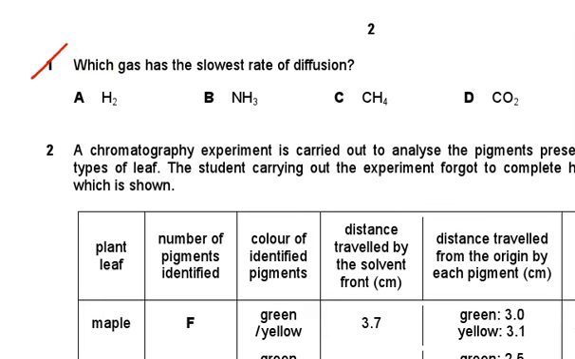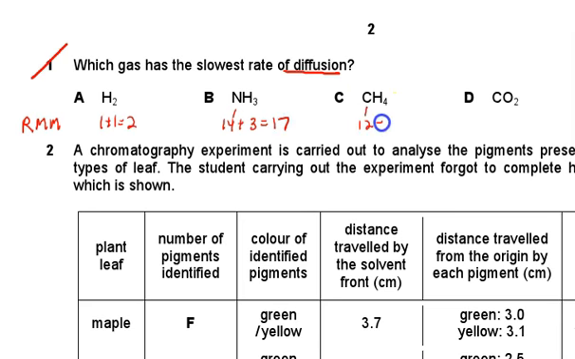Okay, for the first question, which gas has the lowest rate of diffusion? This one depends on the mass of these molecules, so we have to calculate the RMM. For hydrogen it is 1 plus 1, which is 2. And here is 14 plus 3 hydrogens, so we are getting 17.